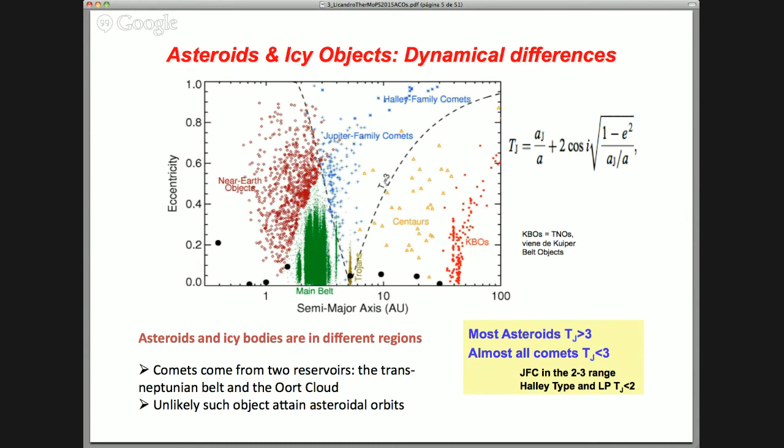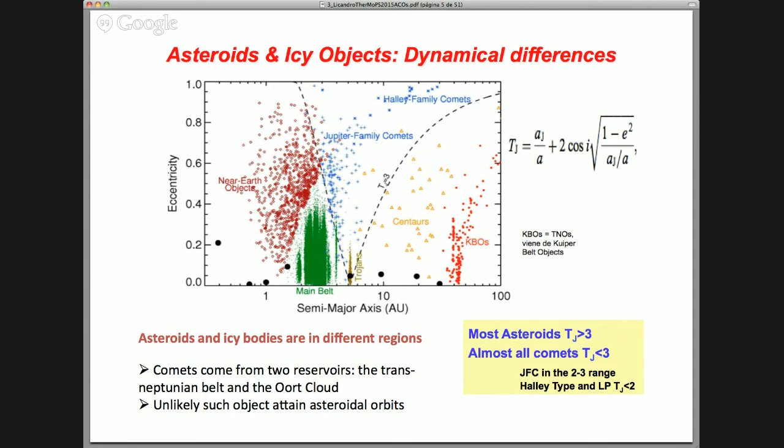Take into account that this is 3-dimensional, it varies with I, so some of the objects that we saw crossing here are not really crossing this space, right? So most asteroids have Tisserand larger than 3, almost all comets, a few of them have a Tisserand slightly larger than 3.0 something, like Encke, for example, right?